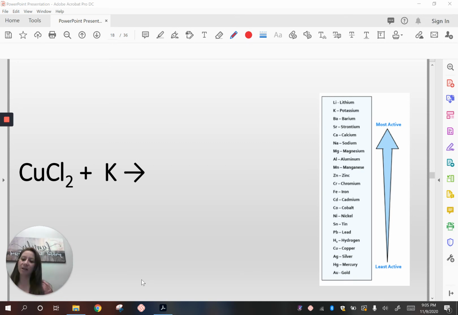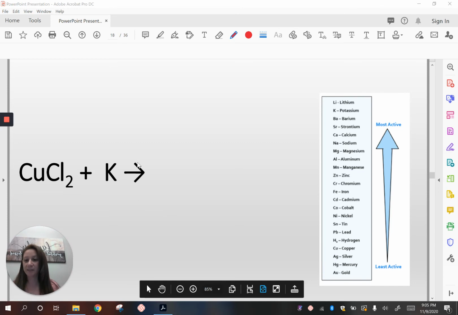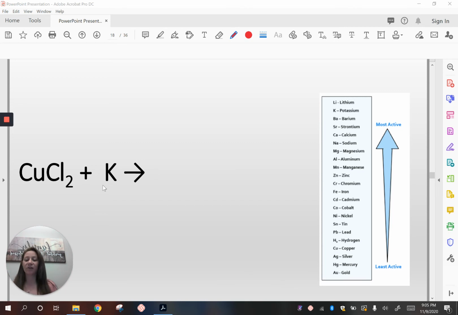So with single replacement, what you do is you first look at the element that you're given. So we have CuCl2 plus K. So this is our element here. The first thing is you look at the element and you ask yourself, is this a metal or a non-metal? And in this case, potassium is a metal. So then you compare it with the metal that's in your compound. So we're going to compare potassium with copper.